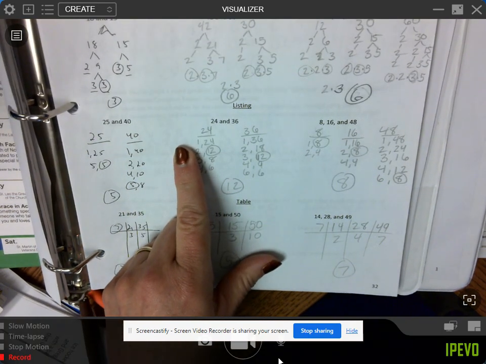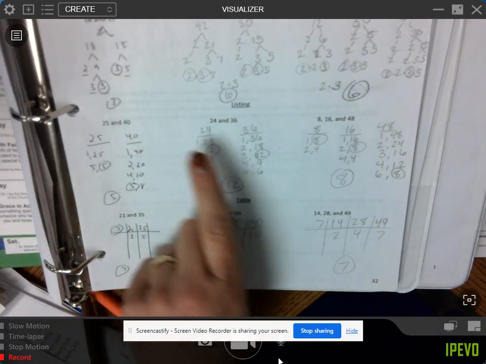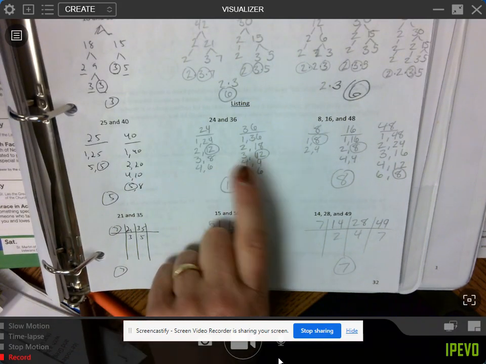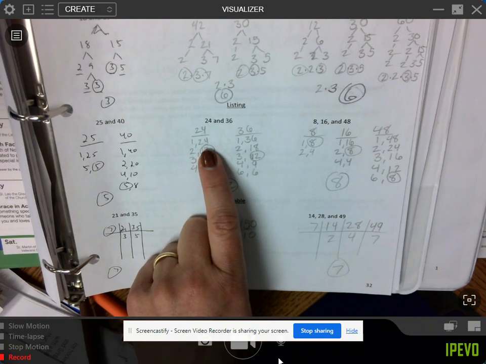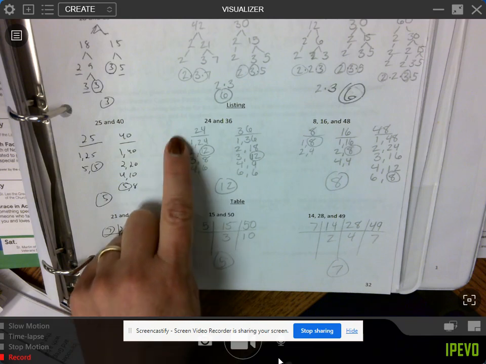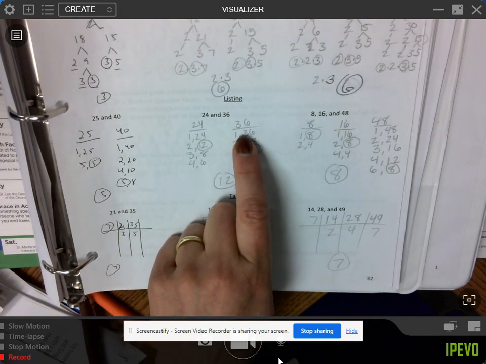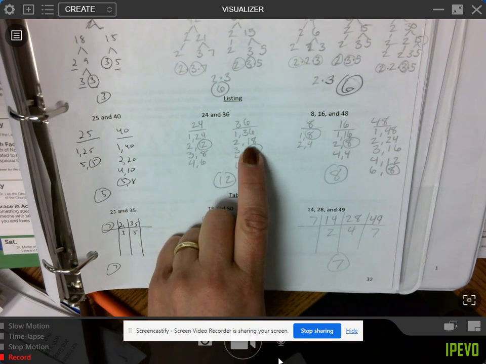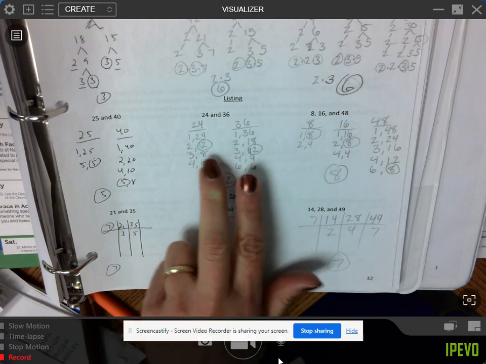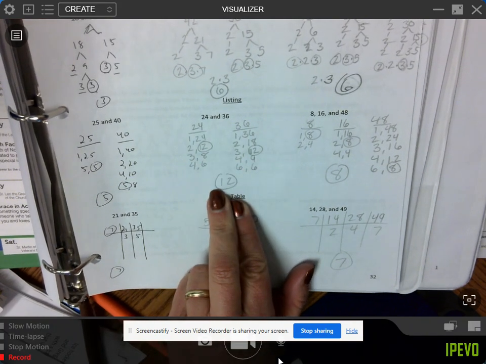Please stop talking. Listing our different factor buddies. We did the first one together, and then I said list the factor buddies for the next two. So we should see lots of factors listed for 24: 1, 2, 3, 4, 6, 8, 12, and 24. Then for 36, we had 1, 2, 3, 4, 6, 9, 12, 18, and 36. The biggest factor that they both shared was 12.